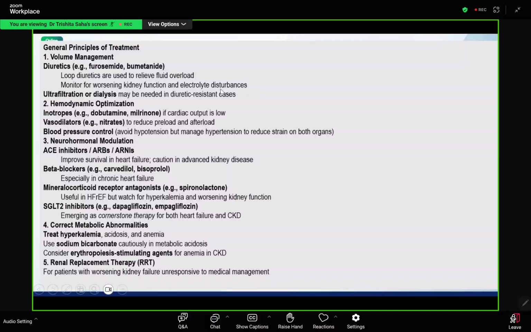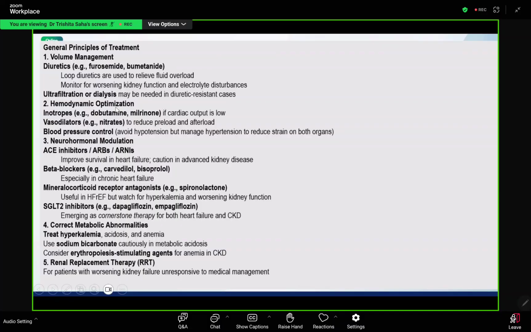Then what are the management strategies? So first, for the general management of CRS, there is use of diuretics. Loop diuretics are used to relieve the fluid overload, and monitor for worsening kidney function and electrolyte imbalance. Ultrafiltration or dialysis may be needed in diuretic resistant cases.